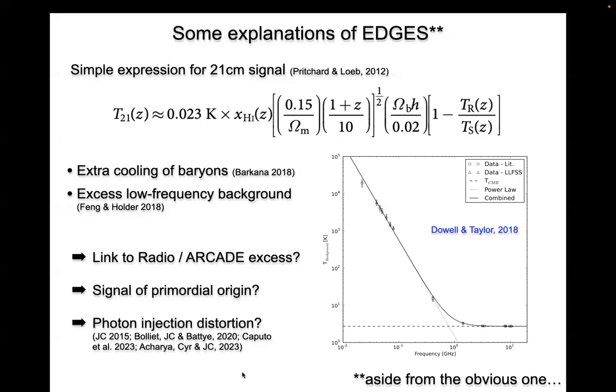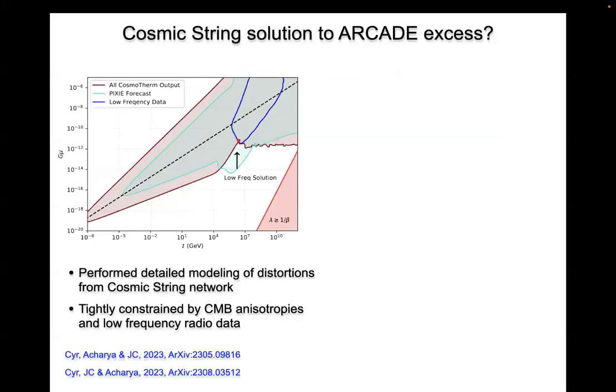Another suggestion was maybe it is related to photon injection distortions and Comptonization, but all these kinds of models are having difficulties. Accretion models are another way. So what is the origin of this signal? We considered a cosmic string solution to this ARCADE excess, where we did a detailed calculation of the evolution of cosmic string networks and then thermalized things, and basically obtained this plot on the constraints of the cosmic string tension versus the current that these superconducting cosmic strings could have. And it turns out that this regime here is ruled out, and in the future PIXIE could improve even more.